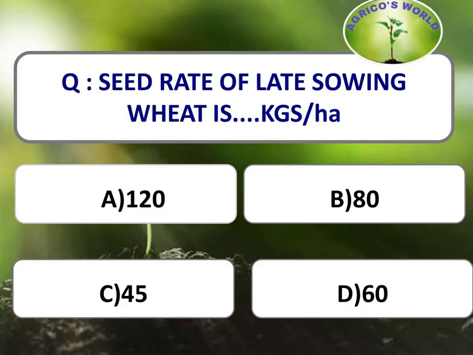Usually when coming to the seed rate in wheat, it is 100 kgs per hectare, but for late sowing, we have to go for 120 kgs of seed per hectare. And if we go for the dibbling process, then it is 25 to 30 kgs per hectare.